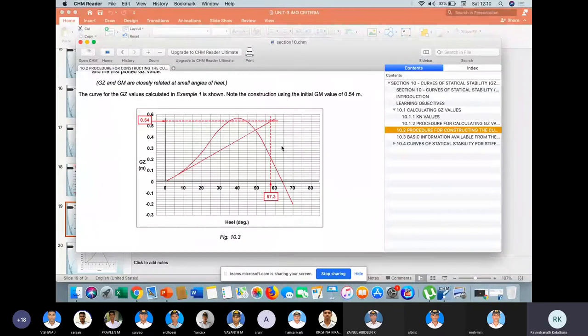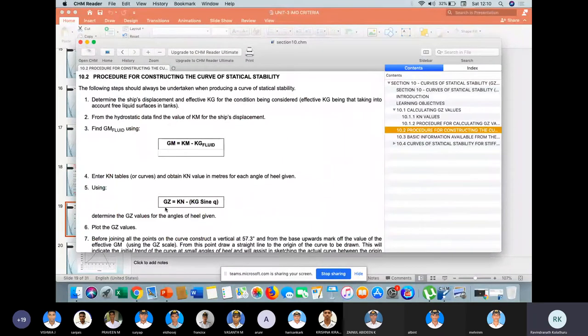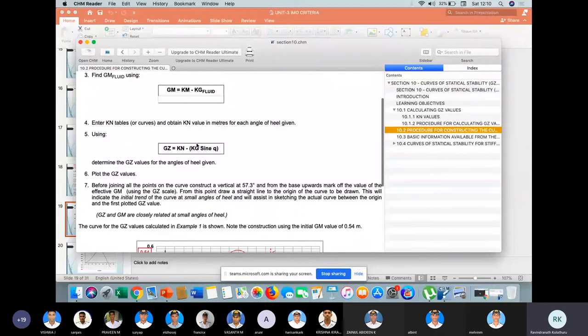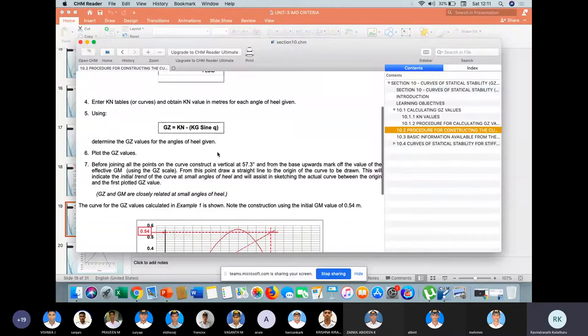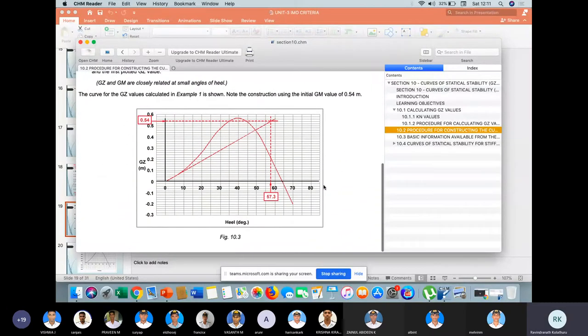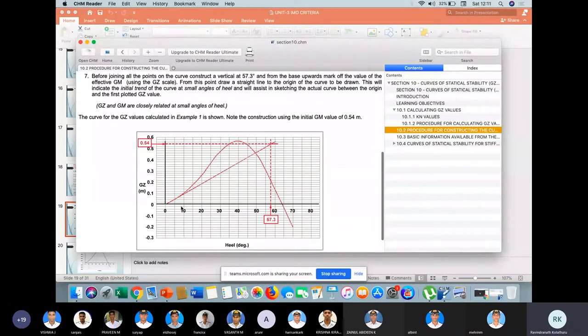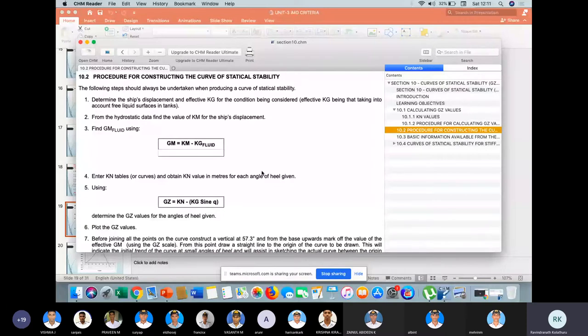No, none of you will remember it. You find GZ equal to KN minus KG sin theta. You've done this, right? Yes, sir. So KN values you get from your hydrostatic particulars. KG value will be given to you. So with these, you get GZ values for various angles of heel, with theta varying from 0 to 80 degrees. Plot between GZ and angle of heel and get the GZ curve. Your GZ curve is also called the curve of statical stability.